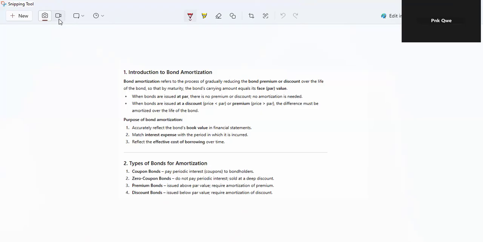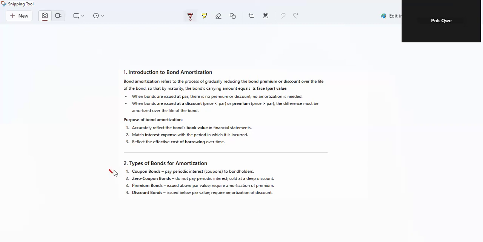So the purpose of amortizing the bond basically is number one, to accurately reflect the bond's book value in the financial statements. Also to match the interest expense with the bond and to reflect the effective cost of borrowing over time. So there are different types of bonds for amortization.